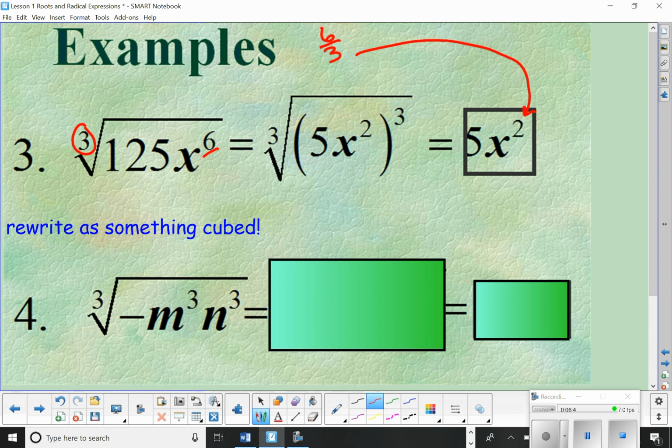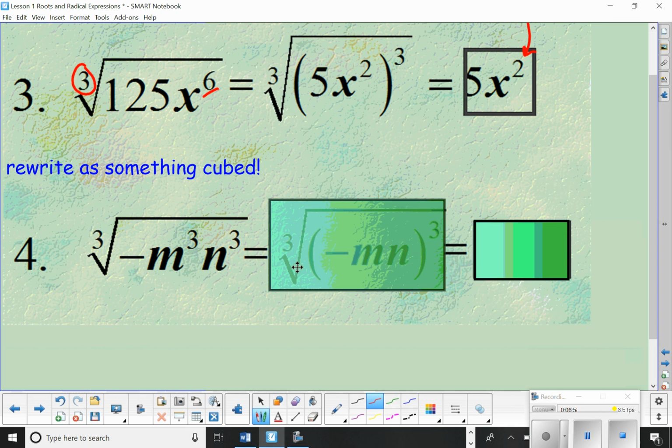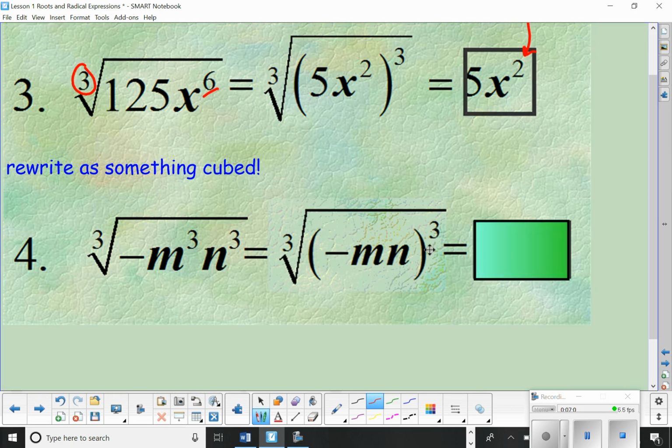You should learn the perfect cubes 1 through 6 or 7, and then you should know that 10 cubed is 1,000. Okay? Down here, again, you can rewrite it as something cubed. So I've got the cube root of negative mn quantity cubed. Remember that negative 1 cubed is still negative 1. So now you get the cube root, and notice that this is negative mn. But there's no negative in front of the radical. That's okay. If it's an odd index, then the root is the same sign as whatever is underneath the radical.